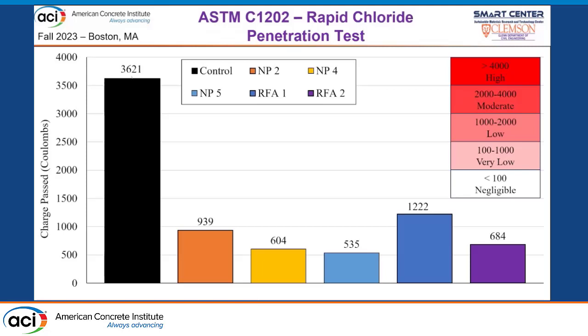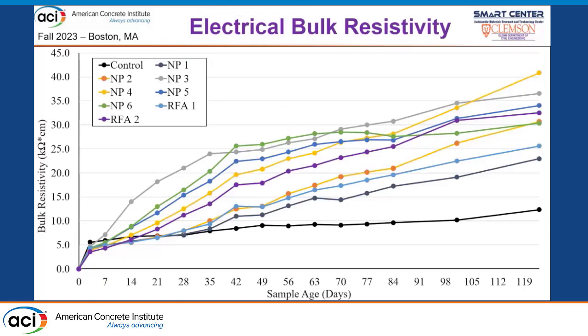And we did some permeability tests, the ASTM C1202 RCPT test. Except for RFE1, the rest of the materials are still effective in controlling the charge passed through the concrete to lower than 1,000 coulombs, which is considered a very low zone. And lastly, we conducted some electrical bulk resistivity tests. High resistivity means low conductivity. Low conductivity means less chemical reactions.